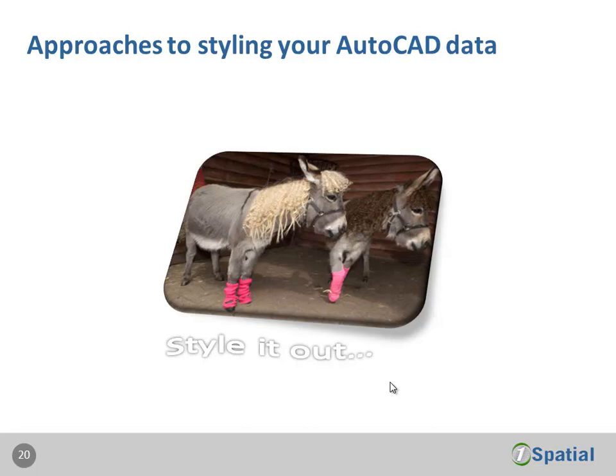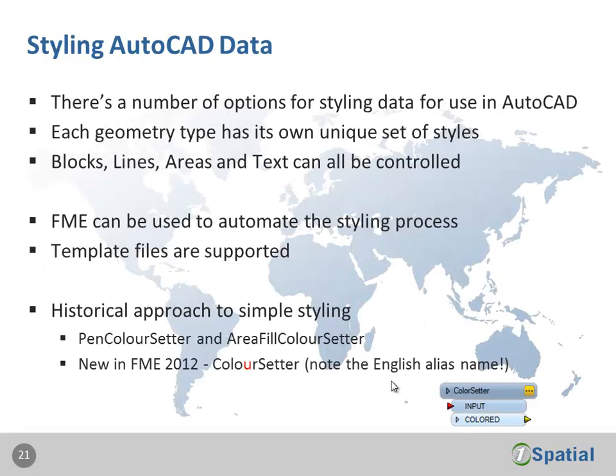So let's just close down our workflow and dive back to the presentation, because we're now going to focus on styling your data. So have a look at some approaches that you can have to styling your AutoCAD data. There's quite a few options. Each geometry in AutoCAD has a unique set of styles. You can work with AutoCAD blocks if you're familiar with blocks. You can work with polylines, areas, and also text, and the styling of the text can be controlled. There's a number of ways that you can style your data, from simple methods through to more complex capabilities.